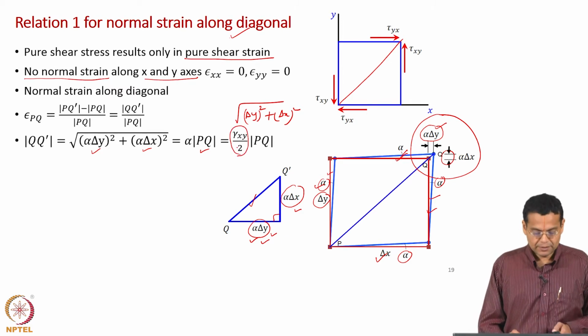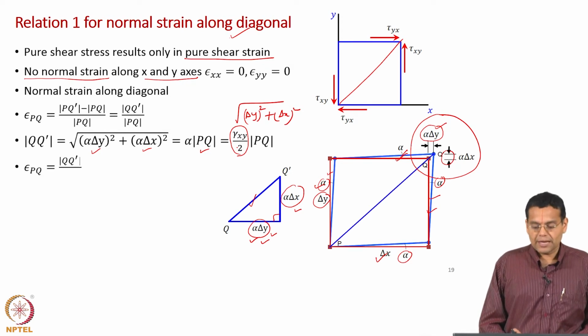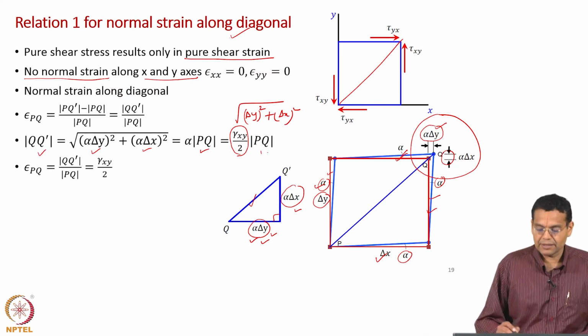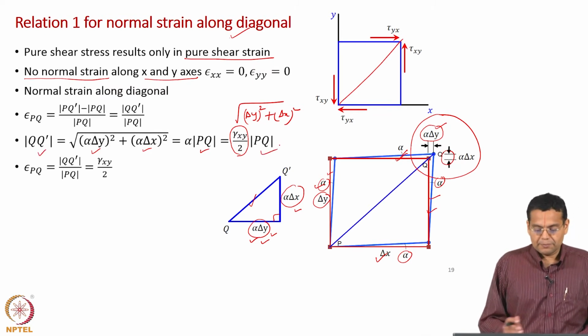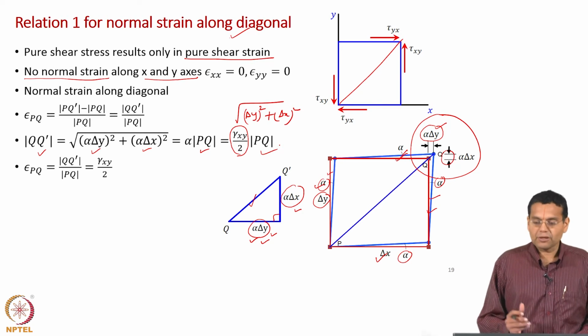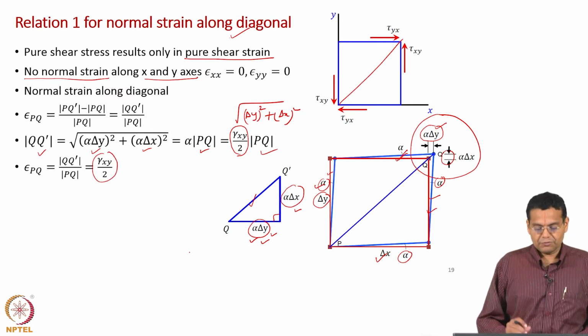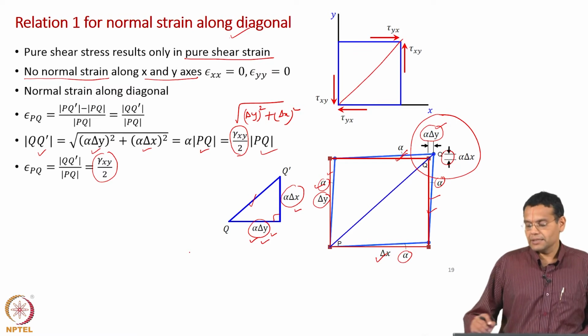Okay. Now, what we want is the length of QQ dash by PQ, that is what exactly we have derived here, bring it to the left hand side. So, length of QQ dash by length of PQ is gamma xy by 2. Okay. So, the physical significance of this statement is that the normal strain along the diagonal is equal to the shear strain by 2, gamma xy by 2.